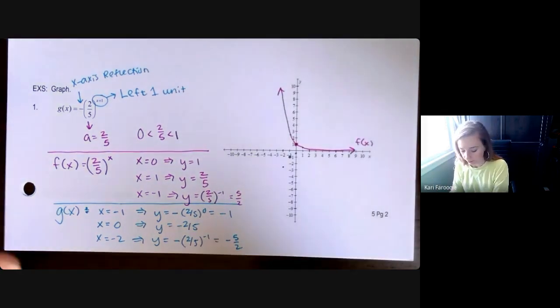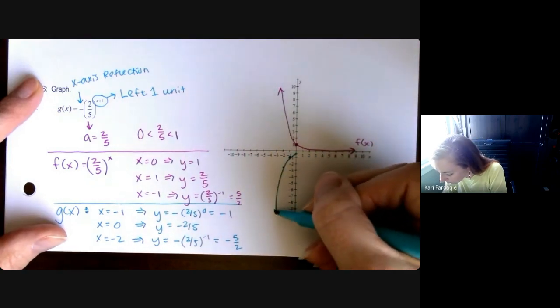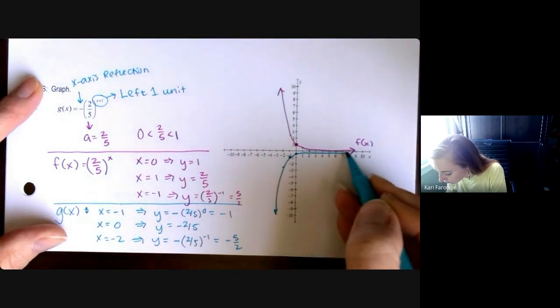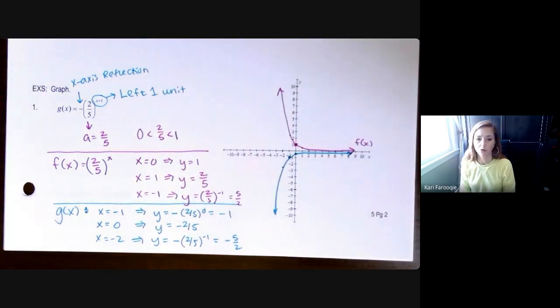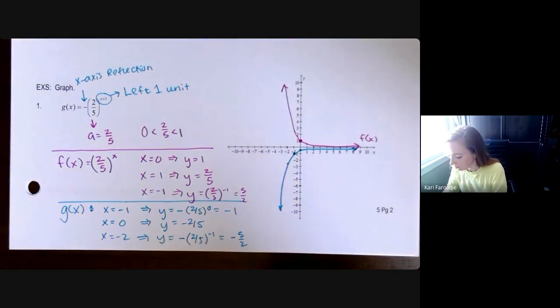So you're going to get this graph that heads down like this and also approaches the x-axis at an asymptote of y equals 0. We can also graph this in our calculators. So I'll label this G.